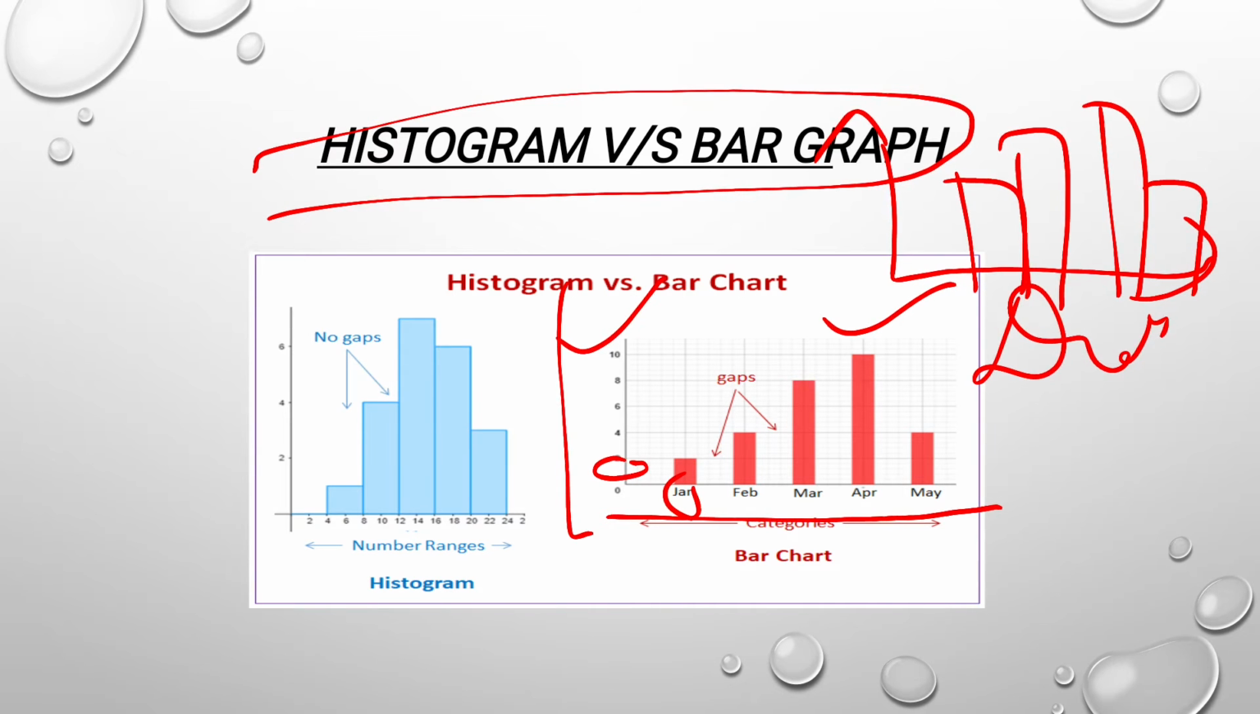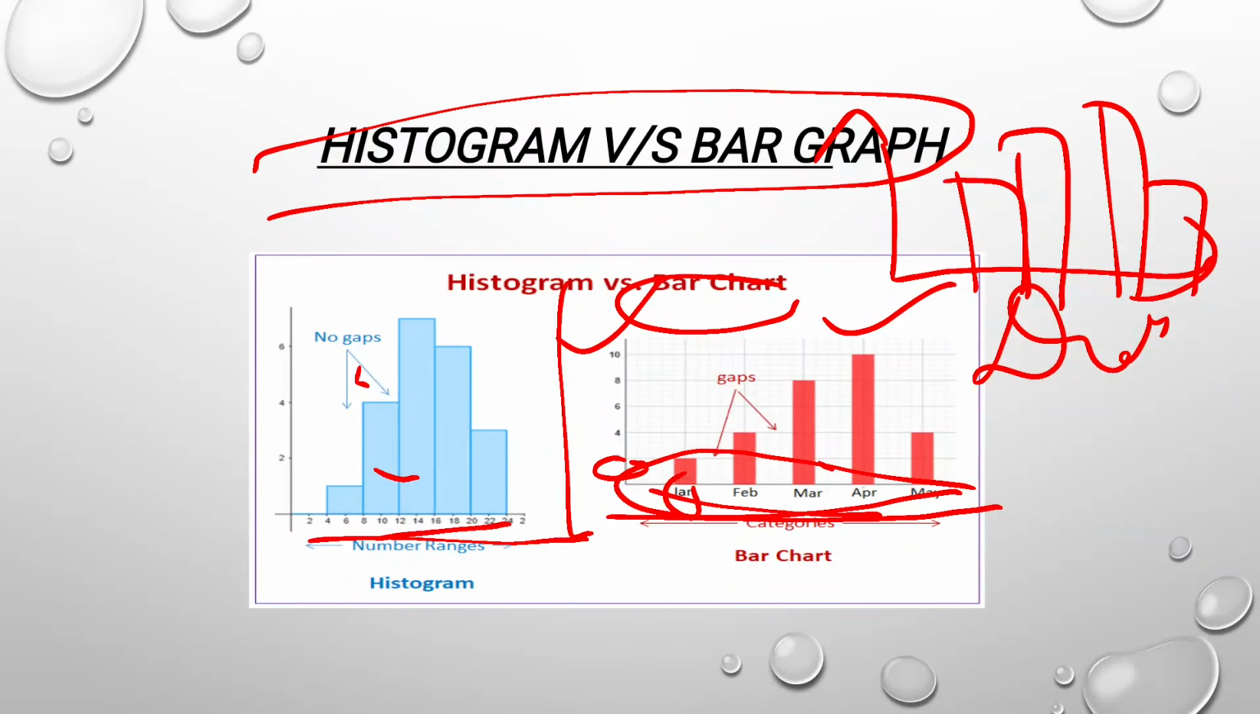If you compare a bar graph with a histogram, you can see there is no gap between the bars in a histogram, but there is a gap in a bar graph. Why is it so? The gaps are there because the bar graph is represented on the basis of discrete data, right? But the histogram represents continuous data.